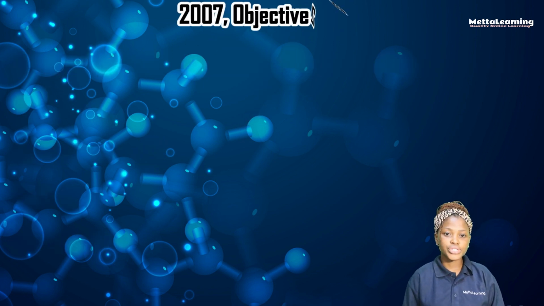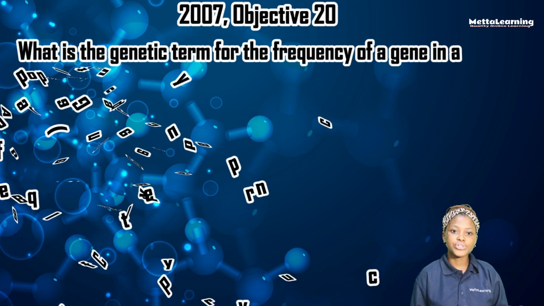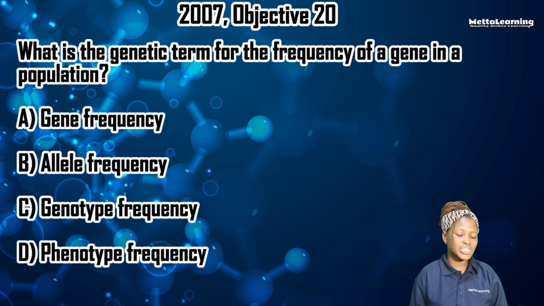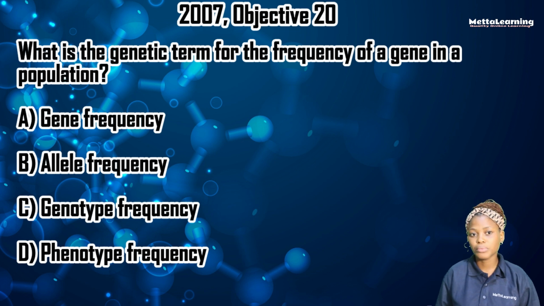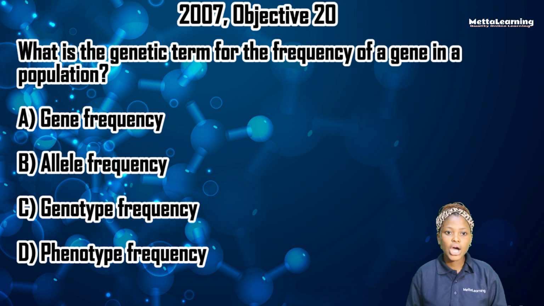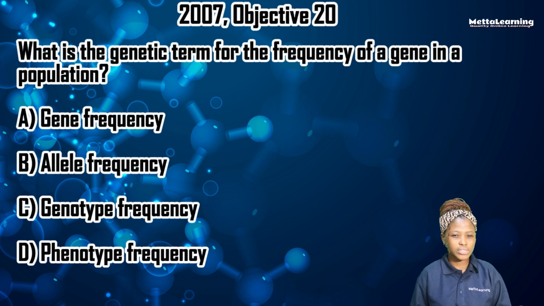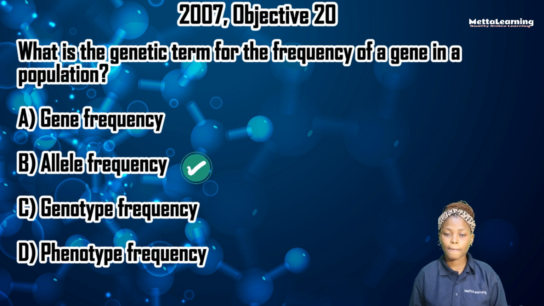2007 objective question 20. What is the genetic term for the frequency of a gene in a population? Option A, gene frequency. Option B, allele frequency. Option C, genotype frequency. Option D, phenotype frequency. Option B is the correct answer, allele frequency. The genetic term for the frequency of a gene in a population is allele frequency.